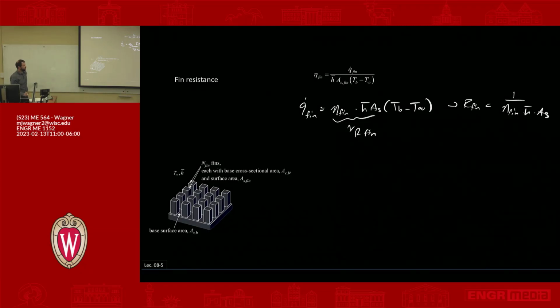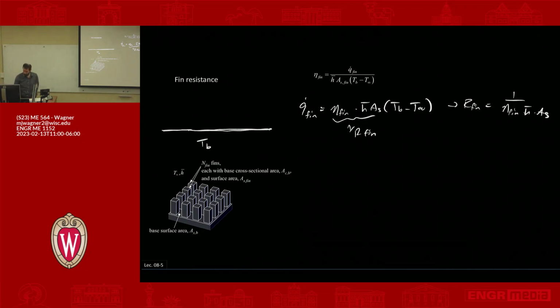The other thing to think about is what is this fin resistance actually telling you? It's saying that if I have, let me just draw out some surface here. So let's say I have some surface, and that entire surface is at TB.